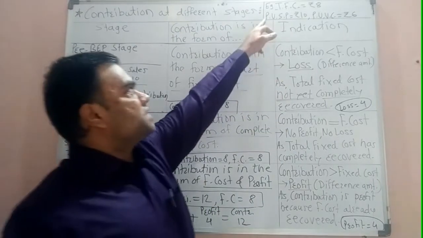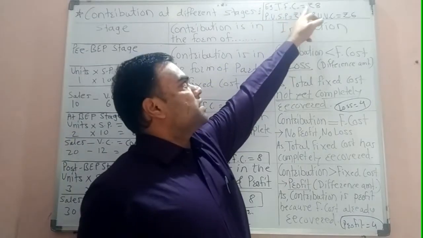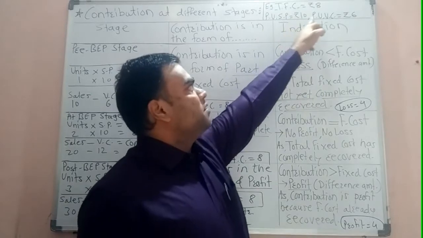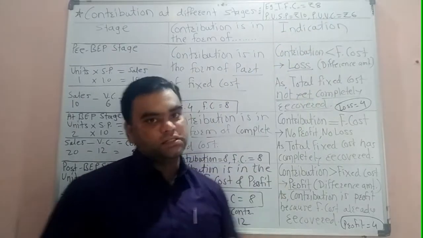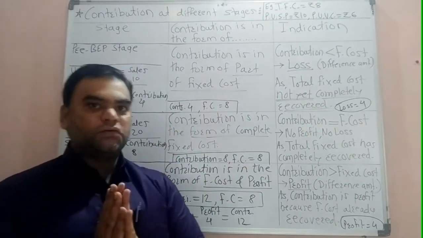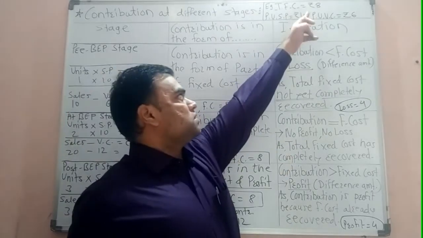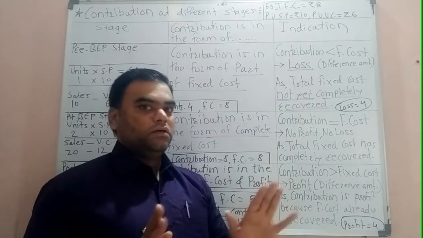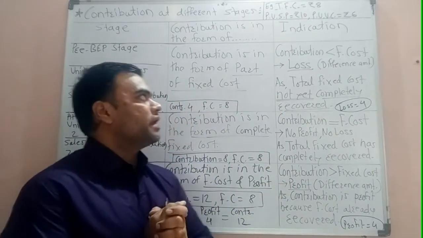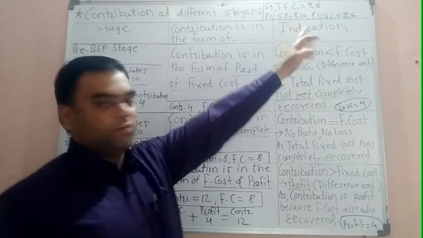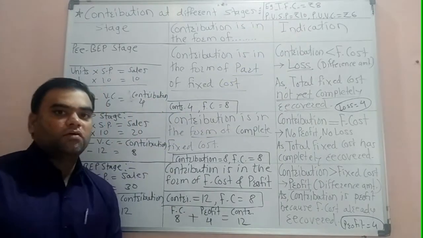Practical example. Total fixed cost is rupees 8, per unit selling price is rupees 10, per unit variable cost is rupees 6. I have taken small figures so that you can understand easily. Total fixed cost rupees 8 only. Per unit selling price 10, per unit variable cost 6. So let's start our example.